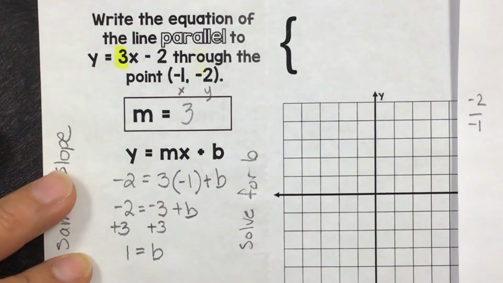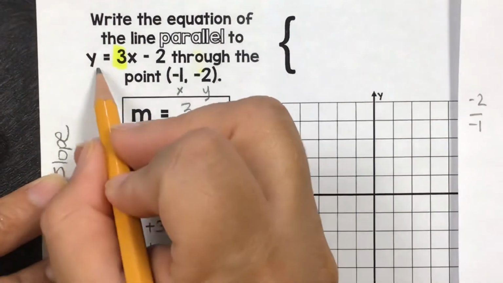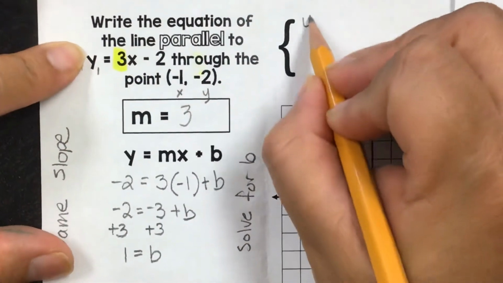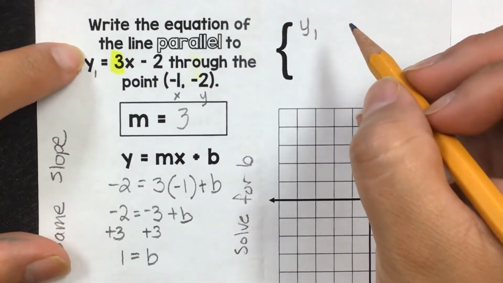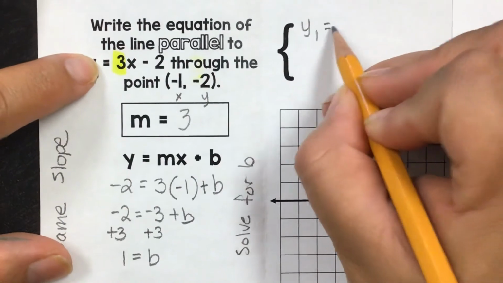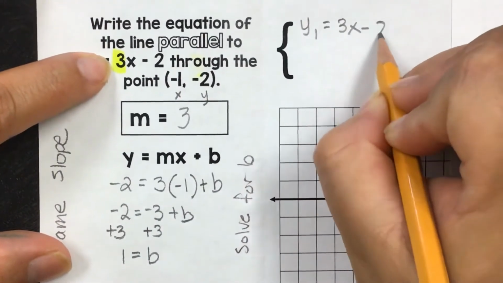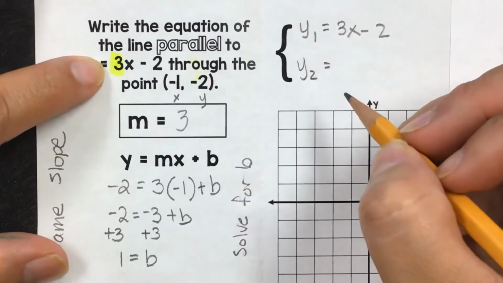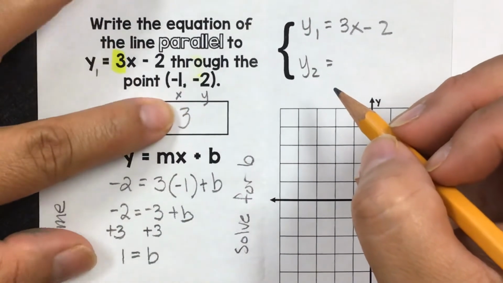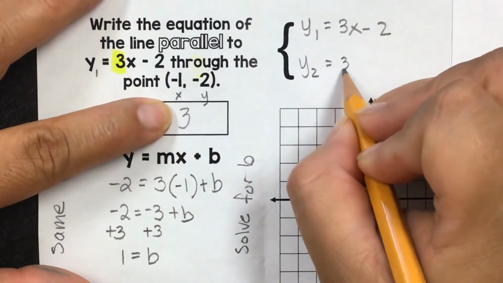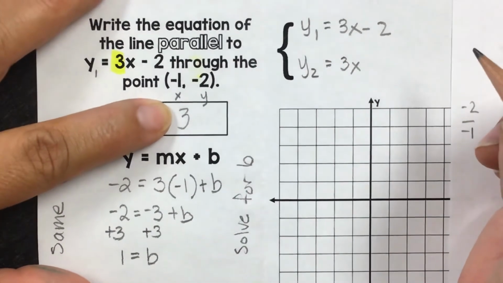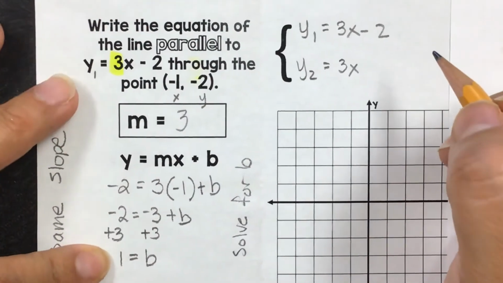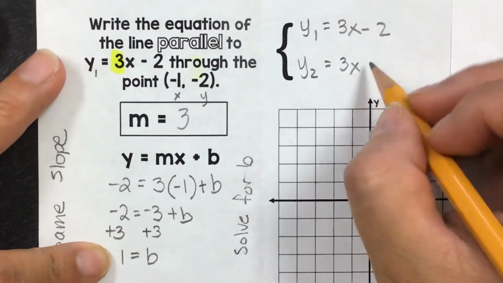From here, we have the 2 equations needed. The first equation is the equation that they give us, so I put a 1 and call it y1. This was 3x minus 2. y2 is the equation we solved for. It has to have the same slope, so we're going to write 3x. Since we got a +1 for b, we write +1.